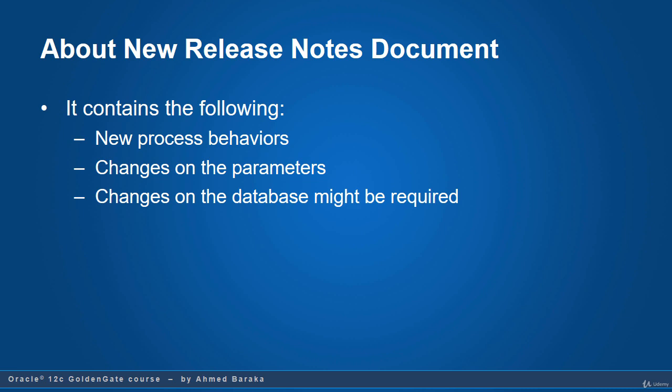When we consider upgrading Oracle GoldenGate in a production system, we should first read the release notes document. This document lists the changes that might affect the behavior of Oracle GoldenGate with earlier releases. For example, it lists the changes on the process behaviors and the changes on the parameters, like changes on their default values, or if any of them becomes deprecated. It also describes any changes that should be made on the database before upgrading GoldenGate.